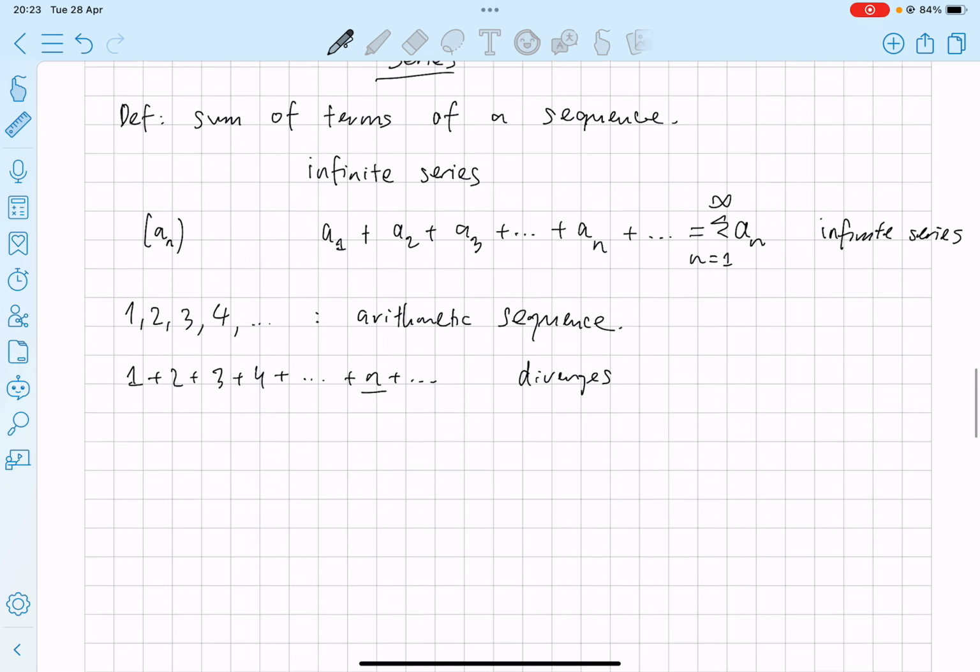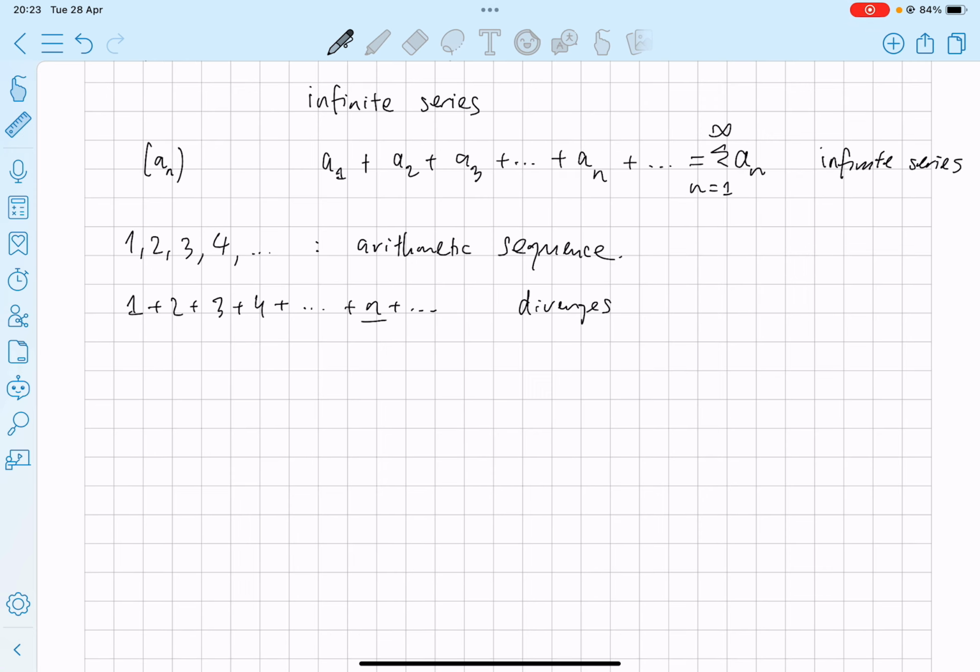However, now we consider the sequence 1/2 to the power of n. This one is a geometric sequence. I will make another video about geometric sequences because they are a large part of series.